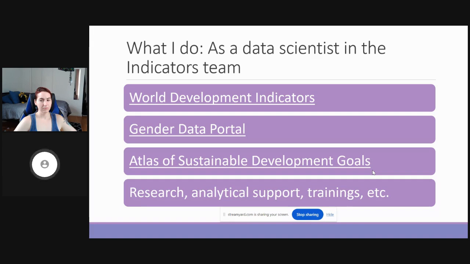Lastly, I also provide research support and analytical support to teams at the bank. Because I focus on gender data, I do some gaps analysis on gender. And I also do trainings on data visualization and data management for people internally within the bank, but also for national statistical offices in government. We work with them to improve their capacity to manage their data, disseminate their data, and make that data publicly available and use that information for policy making, hopefully.